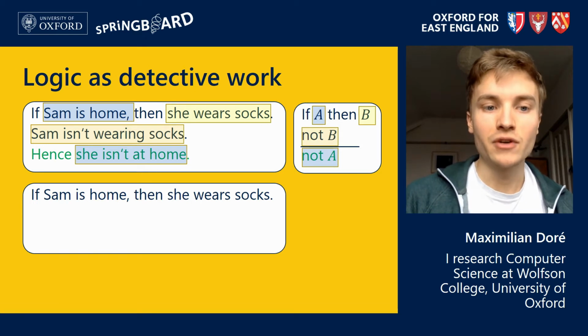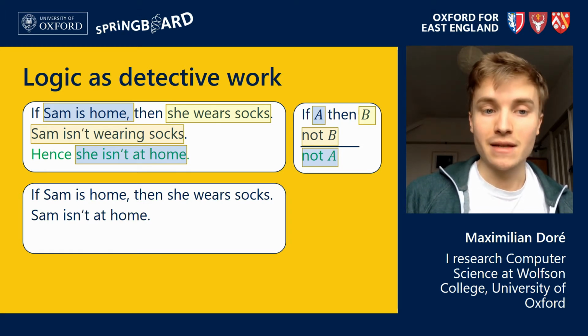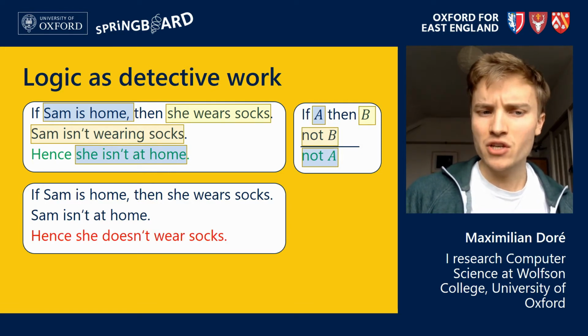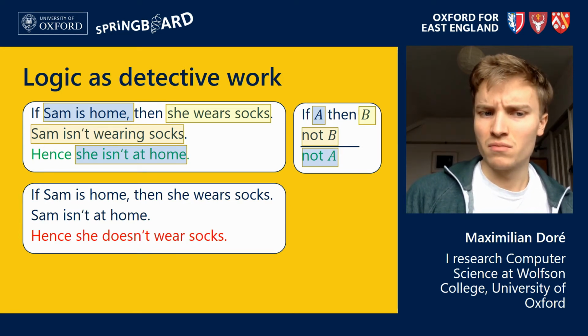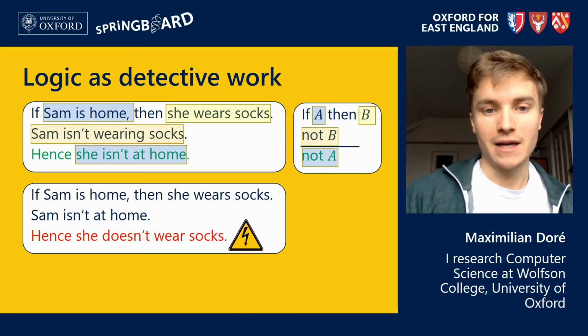Now let's look at a different example. So we still talk about Sam, and we know that she will be wearing socks at home. And now we learn that Sam isn't at home. Maybe she just sent a picture from the ice cream shop. And now we might infer, okay, there's some relation between Sam being at home and Sam wearing socks. So if she isn't at home, then she can't wear socks. But that doesn't sound quite right, because we didn't say that she won't wear socks when she's not at home. We don't know about that. I mean, if she's wearing shoes, she will certainly want to wear socks as well. So this is not a valid argument.